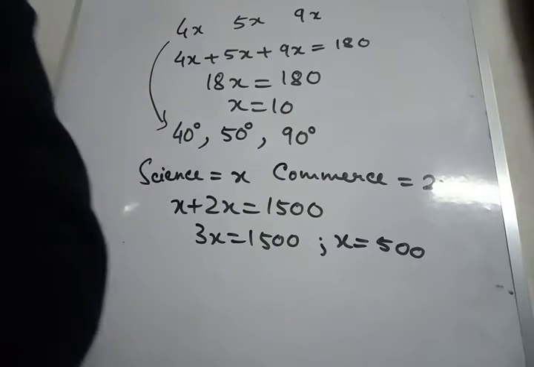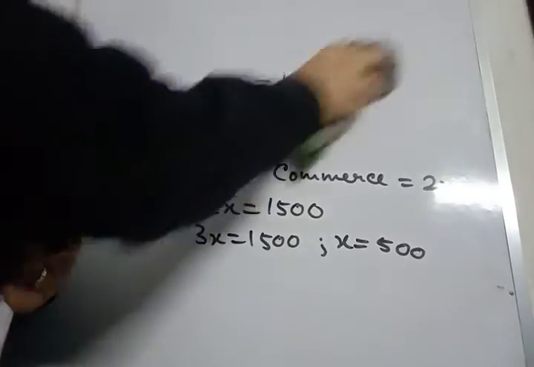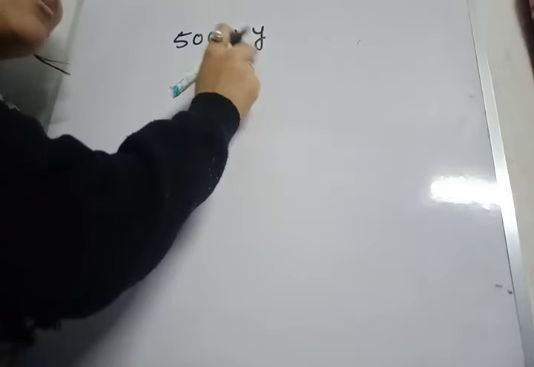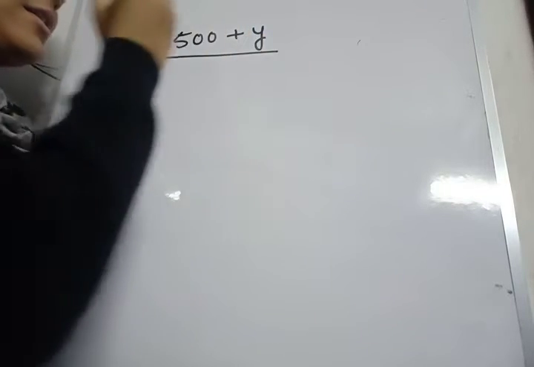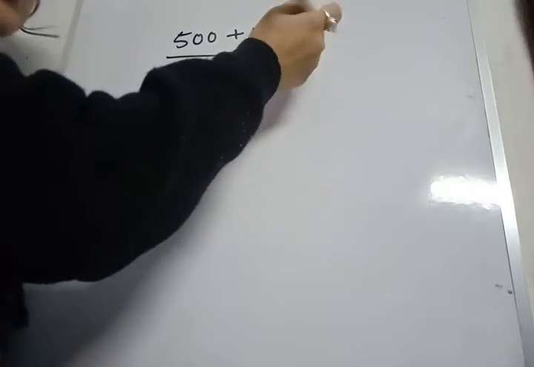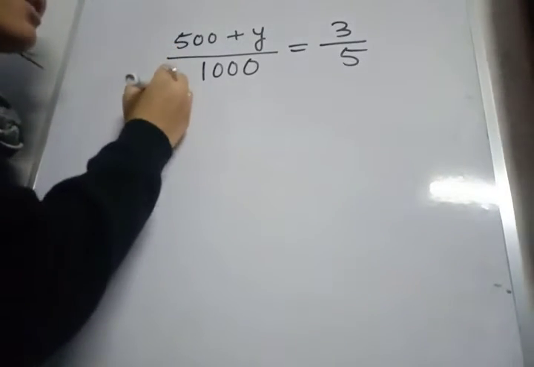Now we have to do the second part of the sum. Second part tells us that we have to find out the number of books of science that has to be purchased so that the ratio changes to 3:5. So initial number of science books was 500 plus y. Y is the number of science books to be purchased into the library. Denominator, we have the number of commerce books, that is 1000, because 2 into 500 gives 1000, equals to 3 by 5, right? Now here we do the cross multiplication.